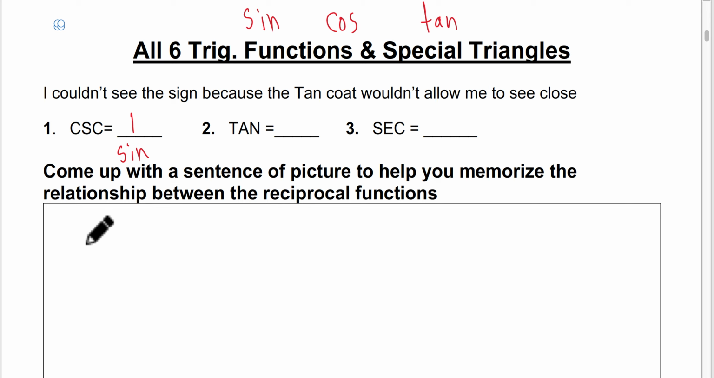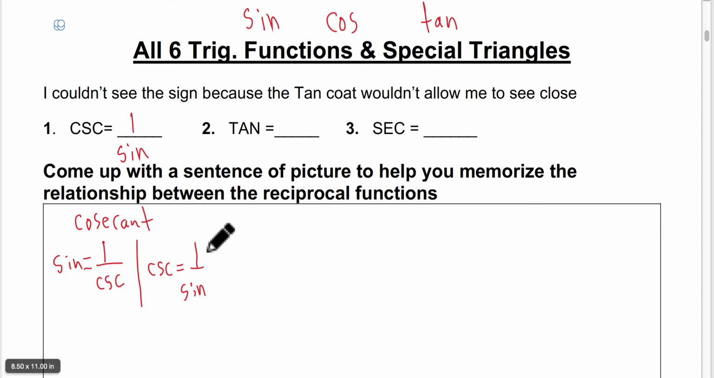The way you write cosecant is this, it's cosecant. Okay, and that means that sine equals 1 over cosecant, and it also means that cosecant equals 1 over sine. They are literally the flip of each other.